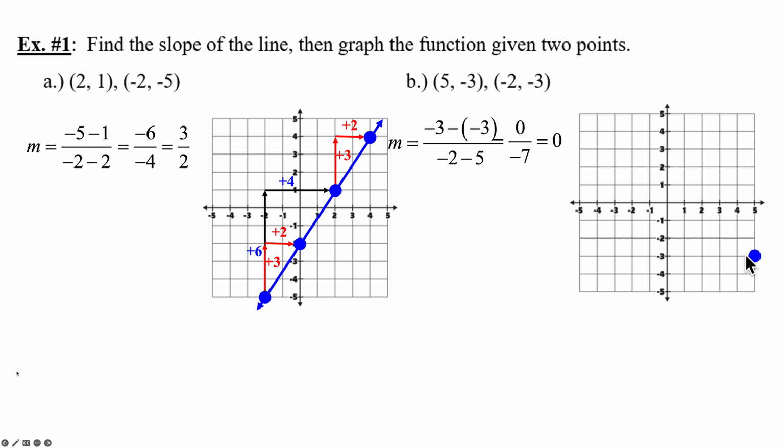If I plot 5, negative 3, and negative 2, negative 3, and draw my line, there it is. The same holds true, keep this in mind, if my x coordinates were the same. Then I'll have a 0 on the bottom, and then it's undefined. That would represent a vertical line.